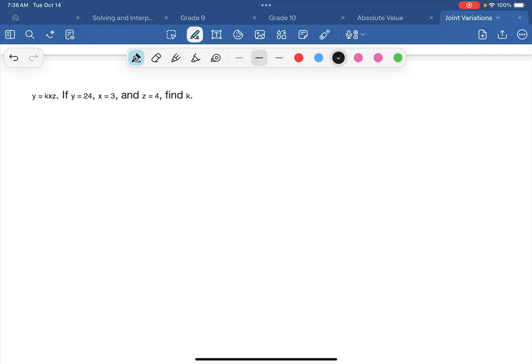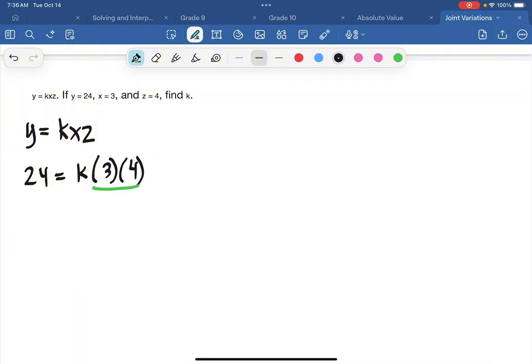So if you write it down based on the formula, we get y equals k x z. y is 24, equals k. K is missing this time, so we have here for x we have 3 and 4. So first, we multiply the values on this side to get one unified answer as a coefficient of k. So we have here 24 equals 3 times 4 is 12. So we could just have k times 12 and then divide both sides by 12.